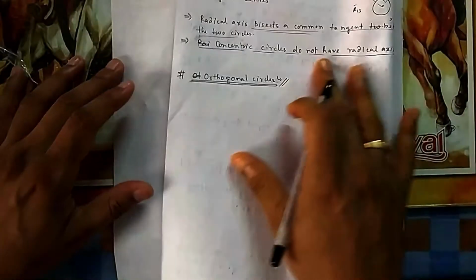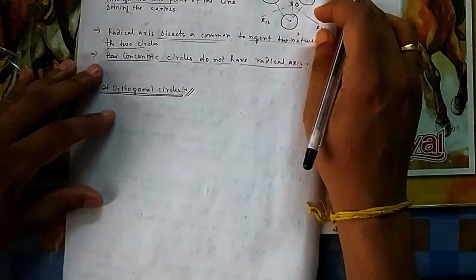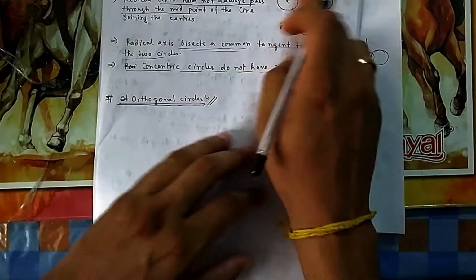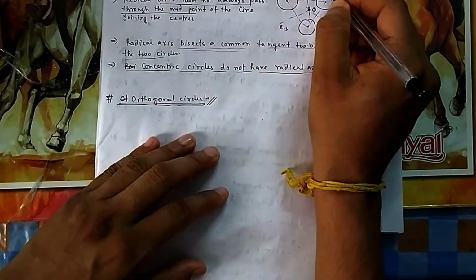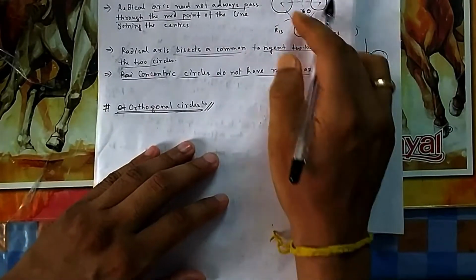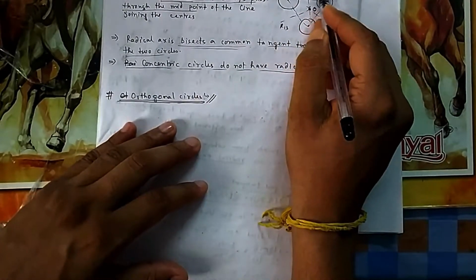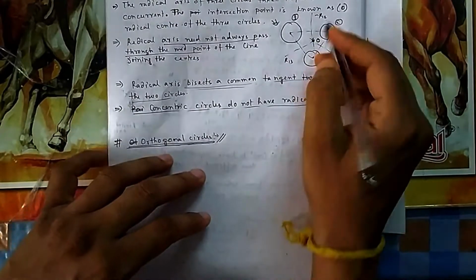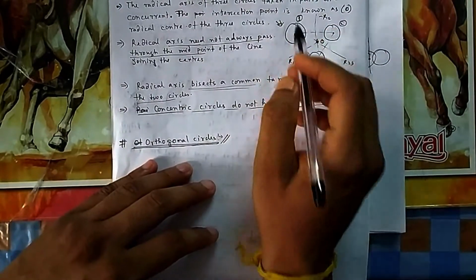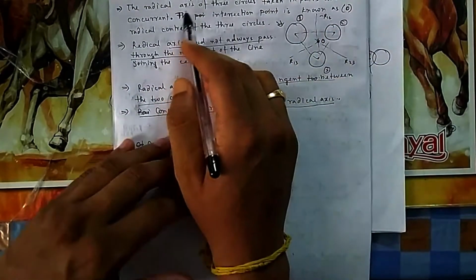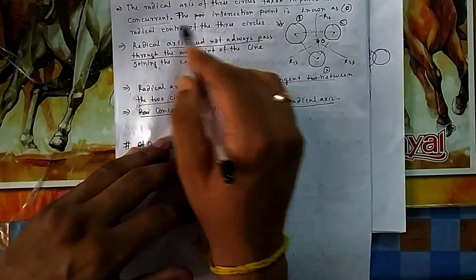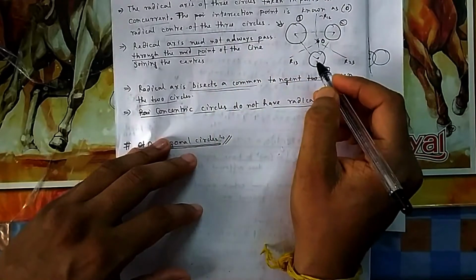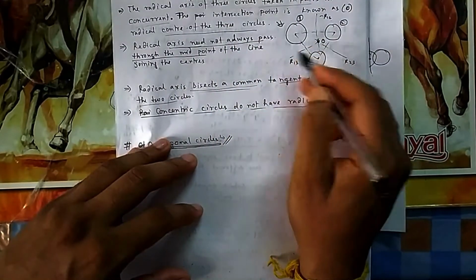Now some conclusions on the radical axis. Suppose there are 3 circles, 1, 2 and 3. You can take 2 at a time and draw the radical axis. This is the radical axis of 1, 2. This is the radical axis of 2, 3. This is the radical axis of 1, 3. All 3 are concurrent. They always pass through the same point. That is the geometrical understanding. The radical axes of 3 circles taken in pairs are concurrent, and the intersection point of these 3 is known as the radical center of the 3 circles.